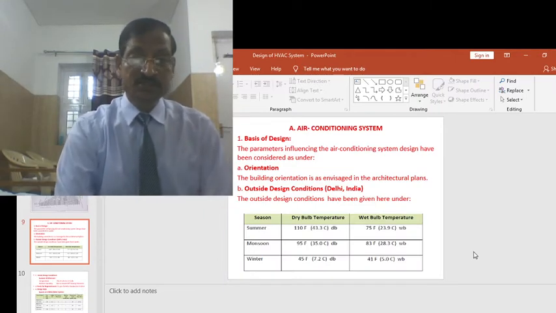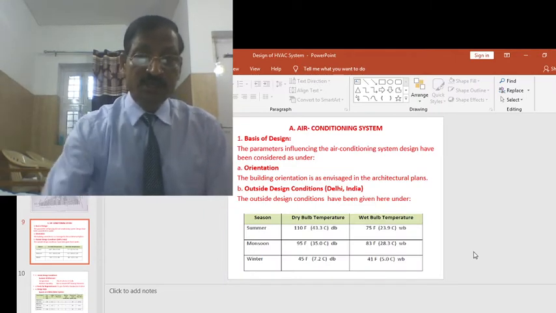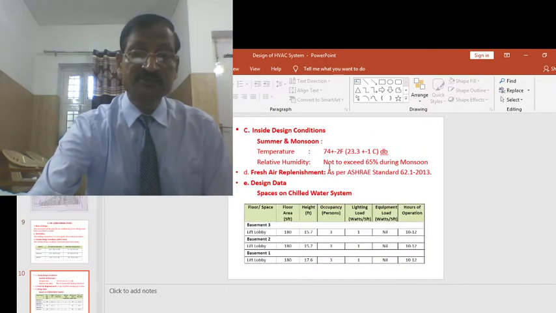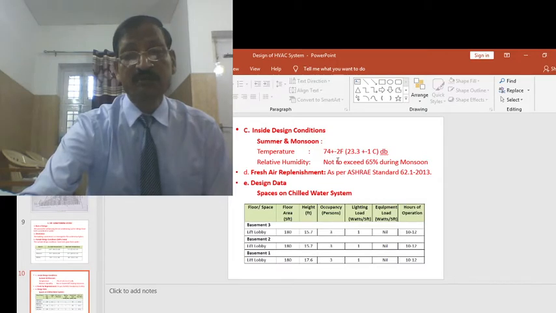In an air conditioning system, these are the design dry bulb temperatures in summer, monsoon, and winter, and these are the wet bulb temperatures. These are the inside conditions. Normally for comfort conditions, we have 74 degrees Fahrenheit plus or minus 2, or 23.3 plus or minus 1 centigrade. Relative humidity not exceeding 65% during monsoon. Fresh air replenishment as per the ISI standards.